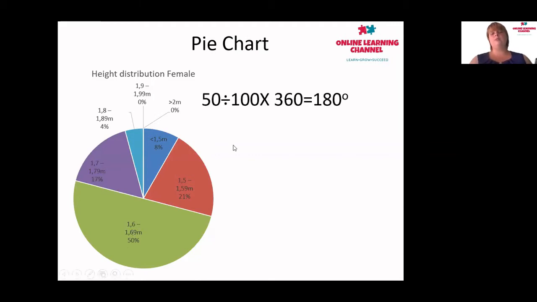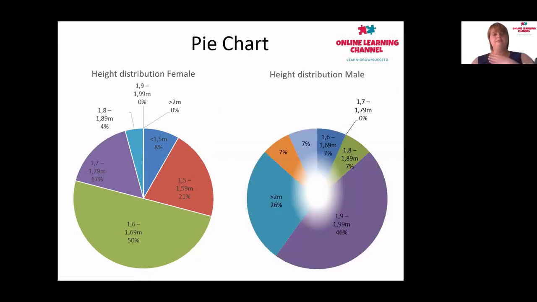I would say 50 divided by 100 because it's in percentage, multiply by 360 because there's 360 degrees inside the circle, and that will give me 180 degrees. So if I have my first half line, I'll just get from there 180 degrees and draw a straight line to get my first segment. That you do for all of them to calculate your pie chart. Here's just a male pie chart, exactly the same.